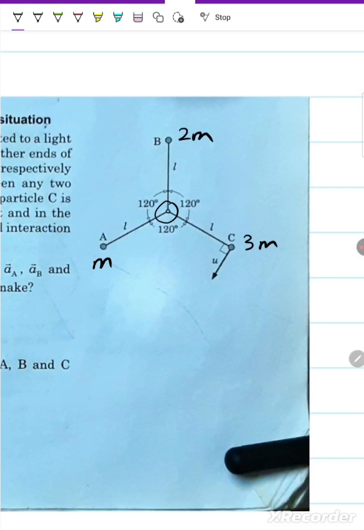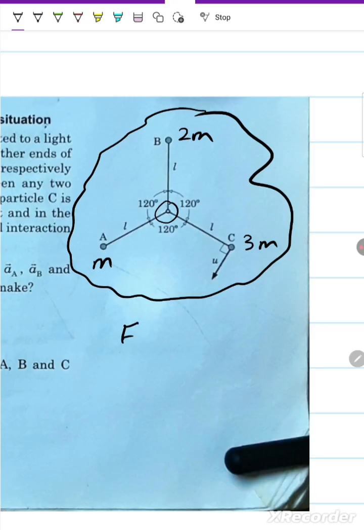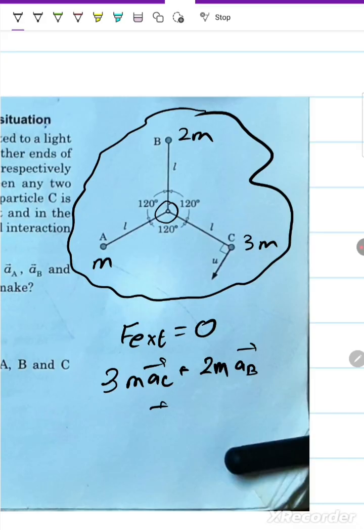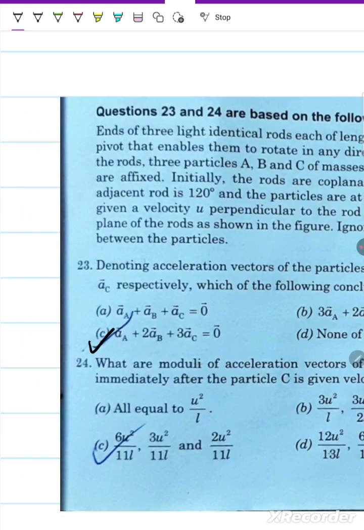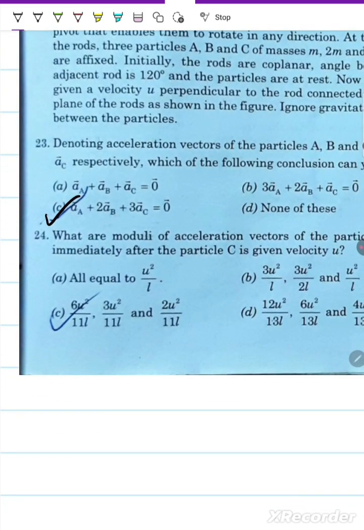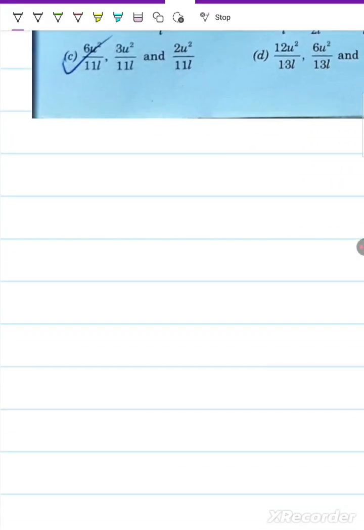Now the first question is an easy one. Considering this as the system, the net external force F_x is equal to 0. So 3m a_C vector plus 2m a_B vector plus m a_A vector is equal to 0. From here, cancelling m, you will get option C as the correct answer. Now question number 24 is a tricky one. It is conceptual.